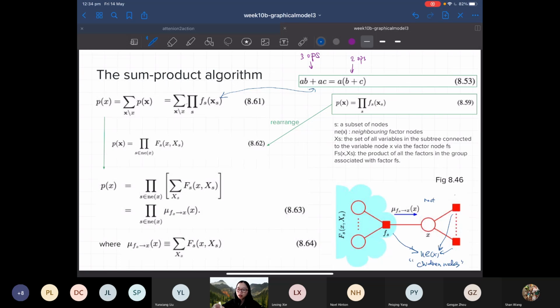And then this notion of X sub S is the set of all variables in the subtree connected to the variable node via the factor node f of X. So what this long statement means is that if the whole factor graph is a tree, then we can take X out, and essentially partition the rest of the graph as subtrees connected to the neighboring factors of X.